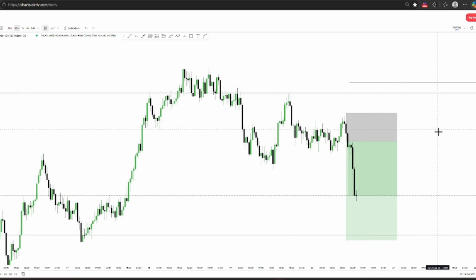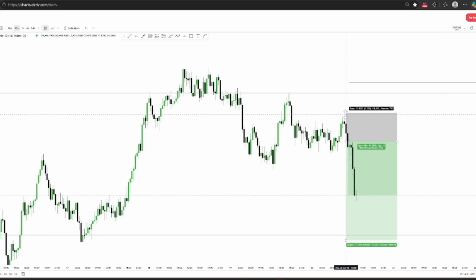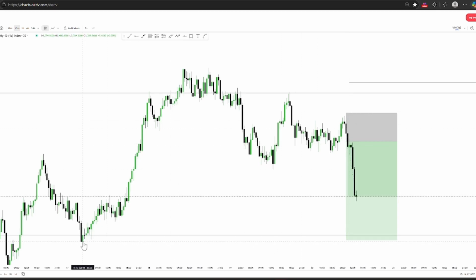Now, where do you place your SL? Your SL should be above the structure. This is my structure and this is above the structure. I put my SL quite above the structure, and my target is around the structure as well. My target is around the structure. You can see that, pretty easy, very, very easy.